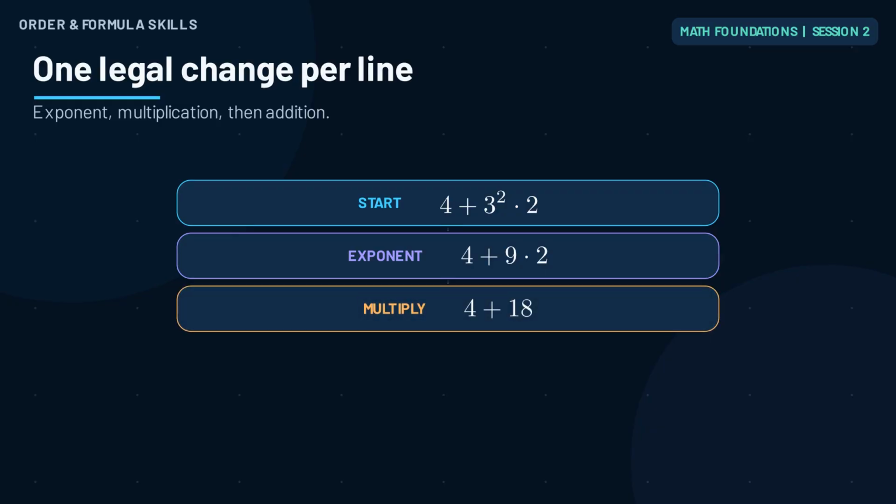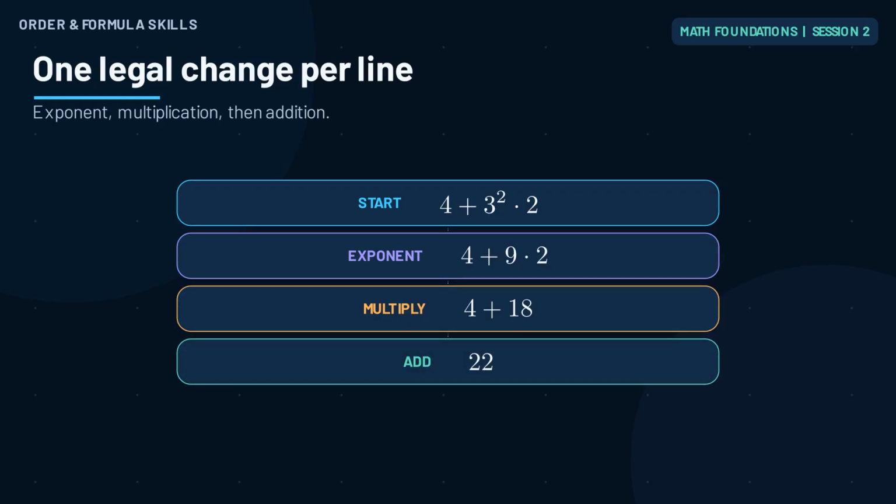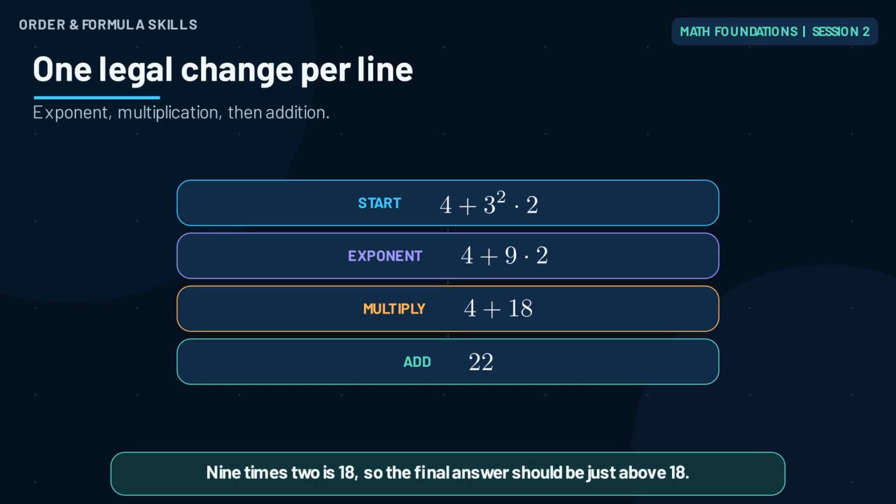A quick check helps. 9 times 2 is 18, so the answer should be a little greater than 18. 22 fits. The useful habit is visible rewriting. Each line should change only the part you just completed. Everything else stays in place.